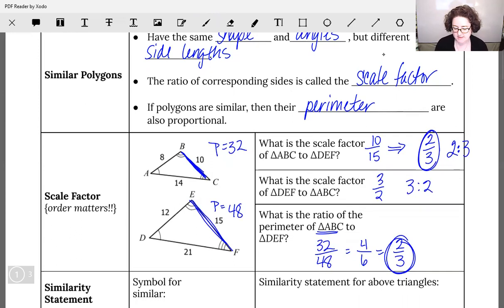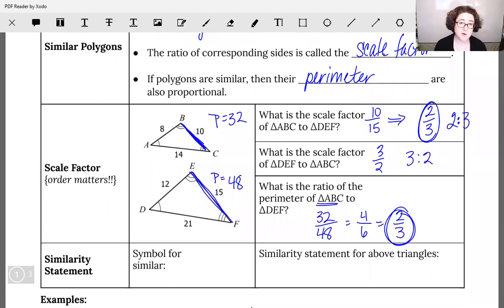Alrighty, and then a similarity statement, which a couple of the problems we're doing today are going to ask you to write out. It's basically just stating what shapes are similar. So the symbol that we're going to use for similar looks kind of like a tilde, like you would put over an N in Spanish.